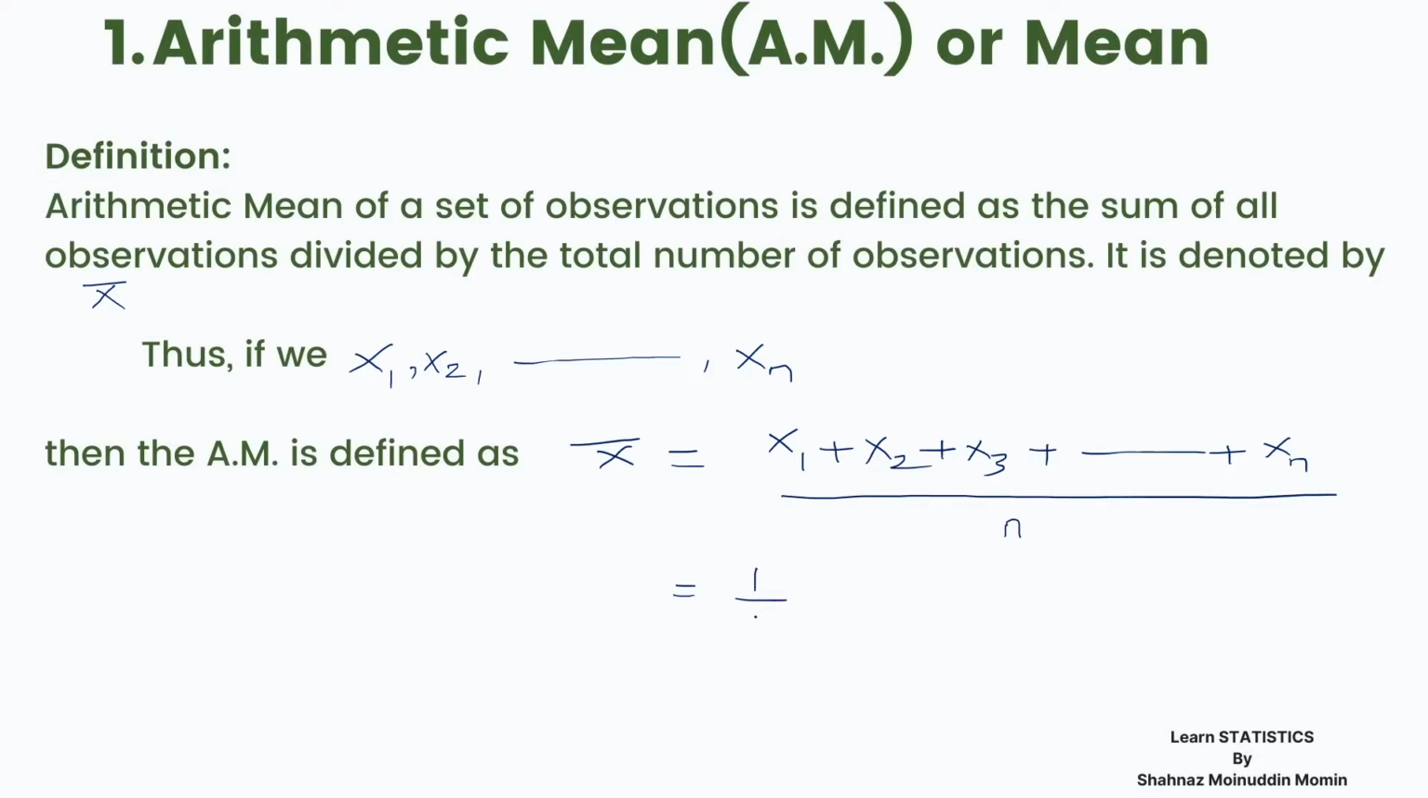It can be written as 1 upon n sigma xi, i is running from 1 to n. Here the letter sigma is a Greek letter used to denote sum of observations, and this is the limit from 1 to n.